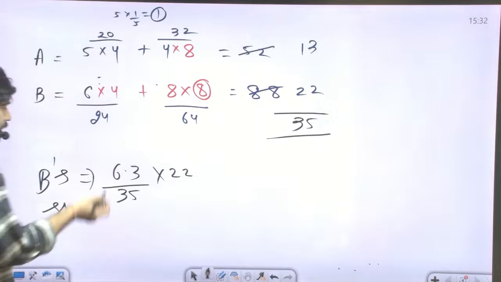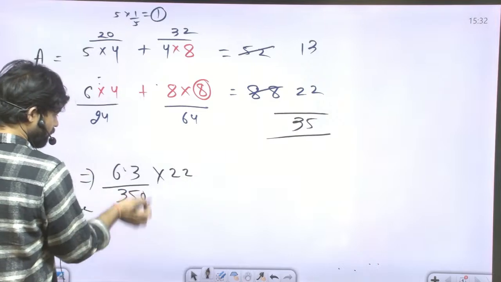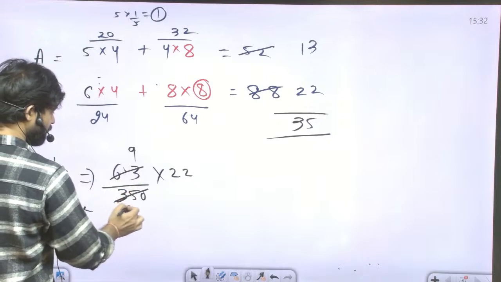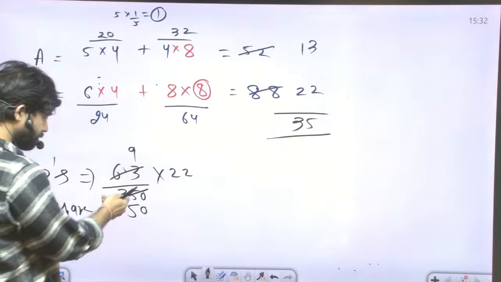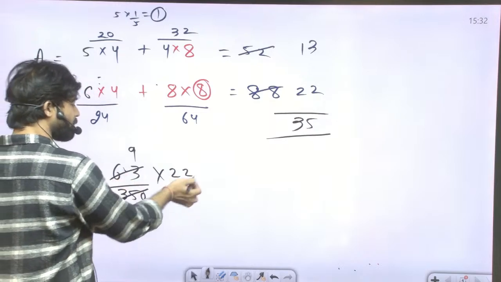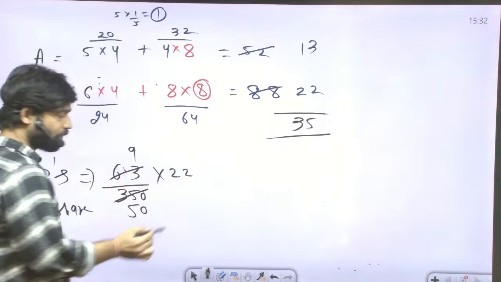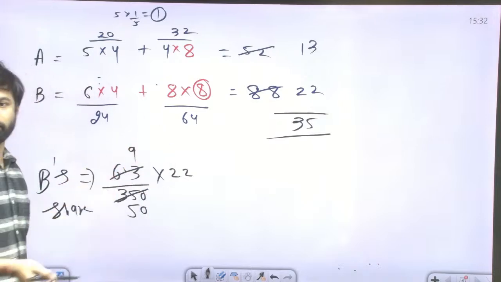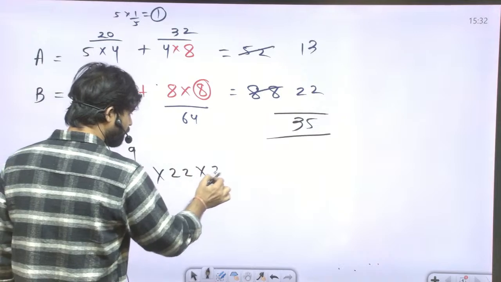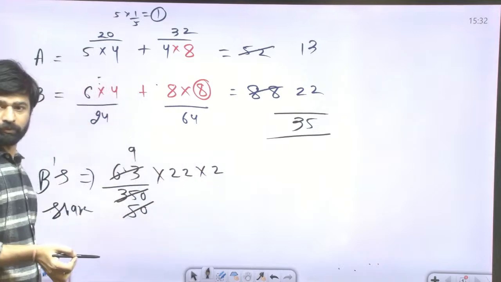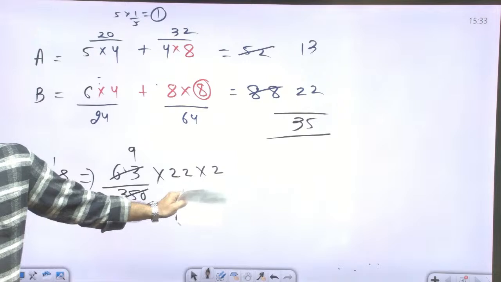Okay, calculation is there. So this is 7 into 9, this is 50, and this 0 can be cancelled, or we can expand it. We can expand it because it is 6.3 lakh, a big number. So we can expand it and cancel it, like we will have 50 into 2. I have cancelled 2 zeros. Understood?